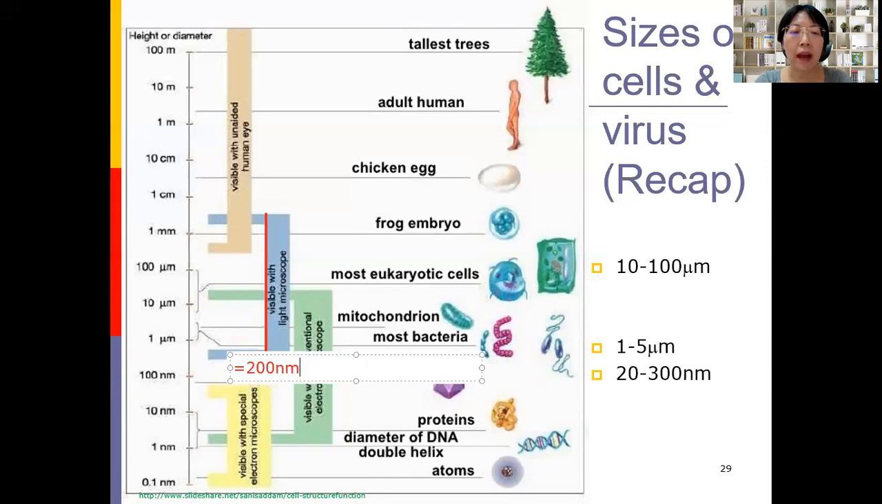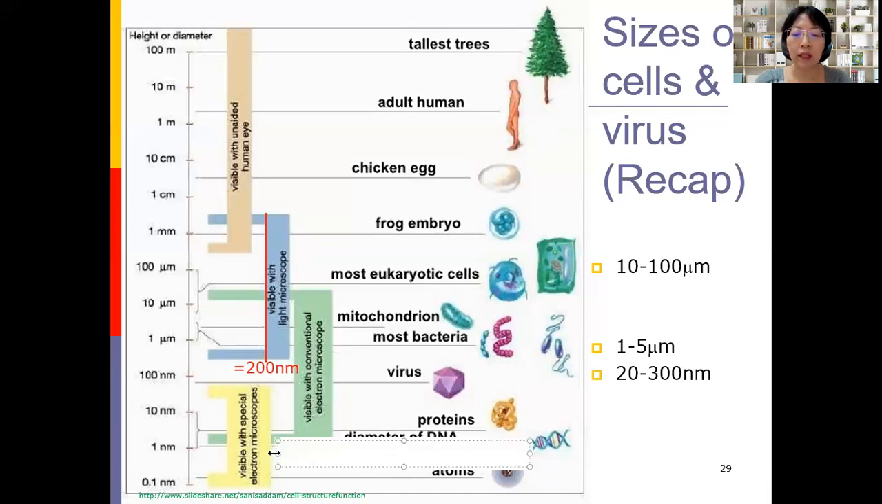This one, you must memorize. 200 nanometers is the resolution of the light microscope, right? So the size of the object that you can resolve, or you can see, using a light microscope is 200 nanometers. So anything above 200 nanometers, you can use a light microscope to see.